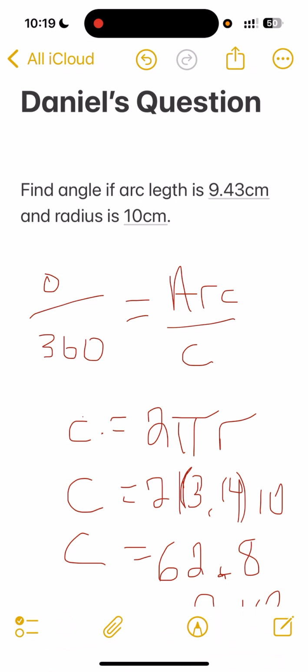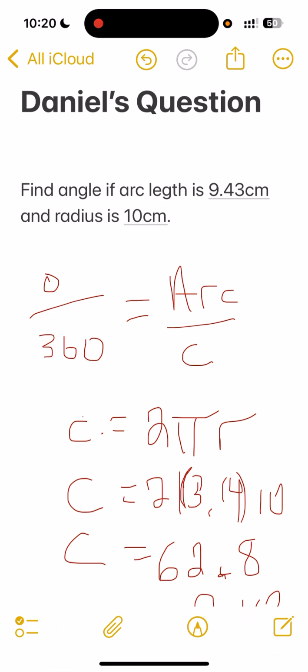So as I go through this, I know I'm figuring out for the angle over 360. I also don't know the arc. Oh, excuse me, I do know the arc. It's 9.43. I don't know the circumference. So I'm a little bit stuck. And I know this sounds like a 2-step problem. Double the fun, remember that? So I asked myself, can I figure out the circumference? And the answer is yes.